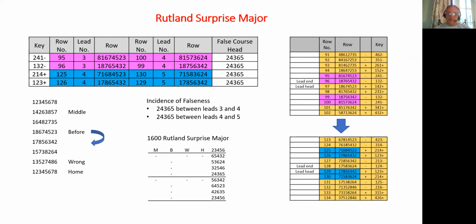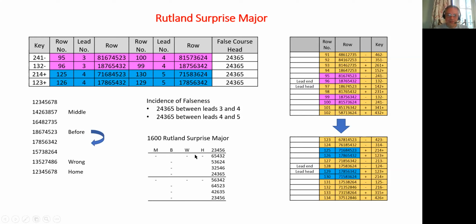That basically means that you're avoiding the falseness. So any falseness that you might have had you don't need to worry about, because you haven't actually rung lead 4 of that course. One thing that you could do therefore with Rutland is come up with a composition that has a bob before in every course, and then you wouldn't have to worry about the false course heads at all, because you never ring lead 4, and the incidence of the falseness always involves lead 4, then you just don't need to worry about it.